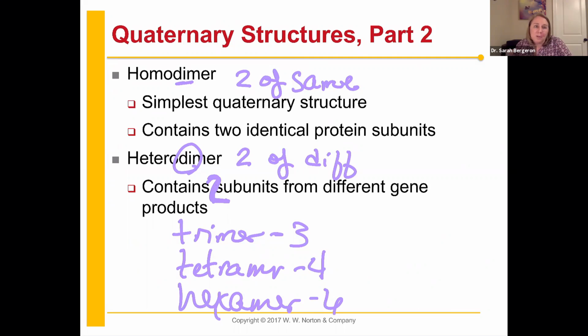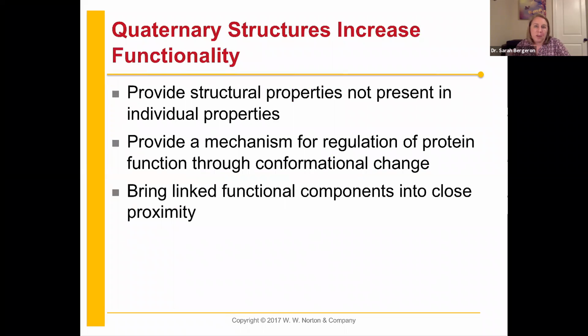But a lot of times when you have these different subunits, you have multiple protein-protein interactions at that interface that helps stability, right? And so you have non-covalent bonds that occur, or you have disulfide bridges that occur that hold that quaternary structure together. So when we get quaternary structure, we actually increase the functionality of our proteins. So it can provide structural properties that are not present in an individual subunit. So maybe you have something really short, and when we put it all together, it gains the function.